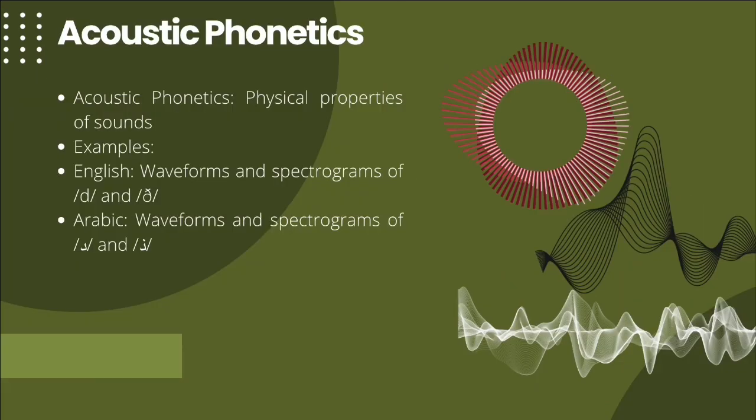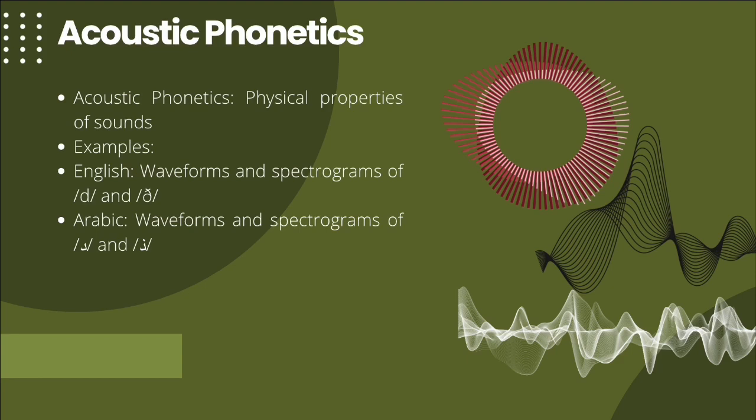Okay, let's move on to acoustic phonetics. So this branch examines the physical properties of speech sounds as they travel through the air. We can visualize these properties using tools like waveforms and spectrograms. For example, the waveform of the sound da, the English da, of course, will look different from that of the, again, the English the, due to their distinct acoustic properties.